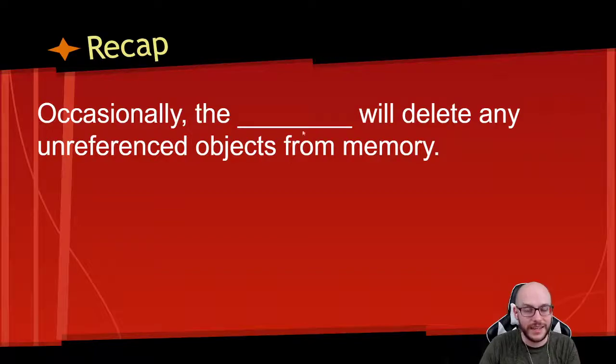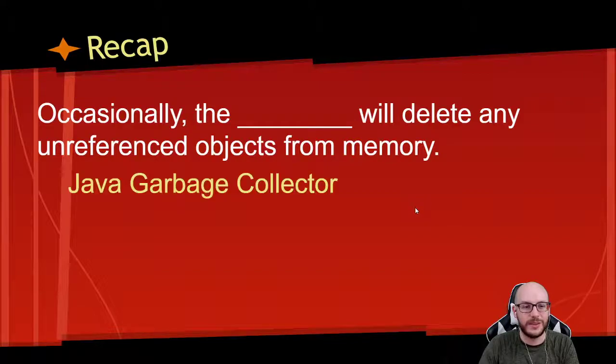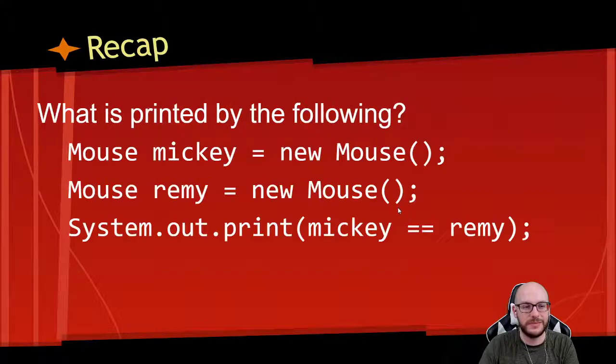Occasionally, the blank will delete any unreferenced objects from memory. This is going to be the Java garbage collector. What is printed by the following? Here we got a mouse object, we got another mouse object, and I want to know, does Mickey equal Remy?